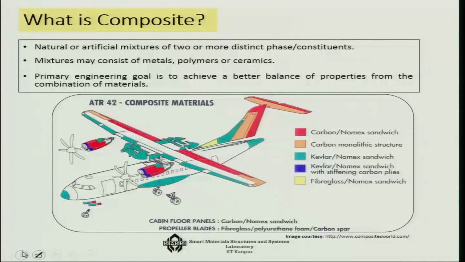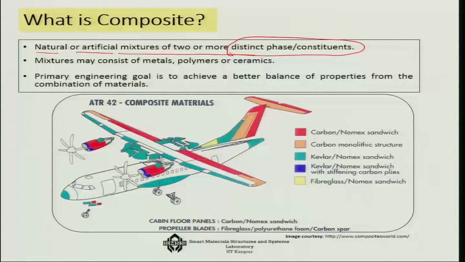Now, as the name suggests, it is indeed a mixture of two or more materials. It can be natural materials or it can be artificial materials. But the point is that when you are mixing these materials together, they are to be mixed such that they remain as distinct phases or constituents. That means they should not chemically react with each other and form a third compound.